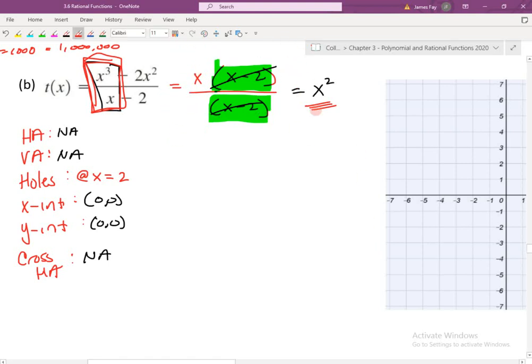This reduced version, that's where I'm going to look at that stuff: x-intercepts, y-intercepts, and determine whether I cross the horizontal asymptote or not.